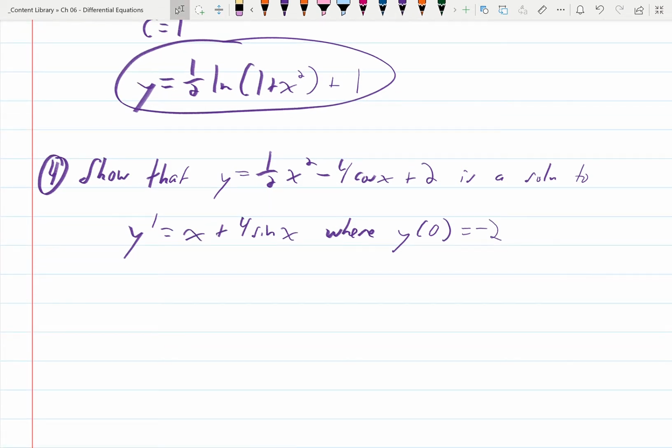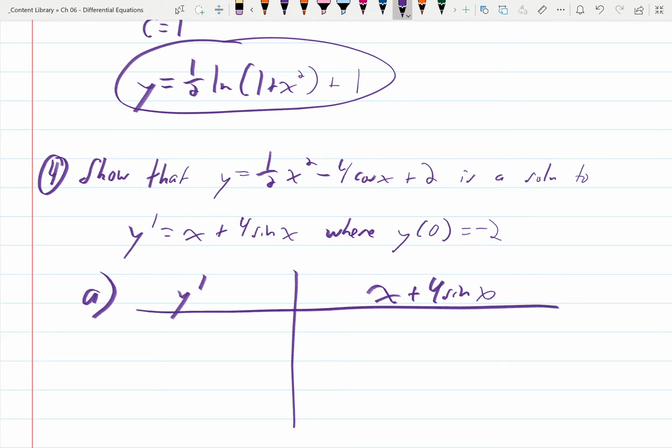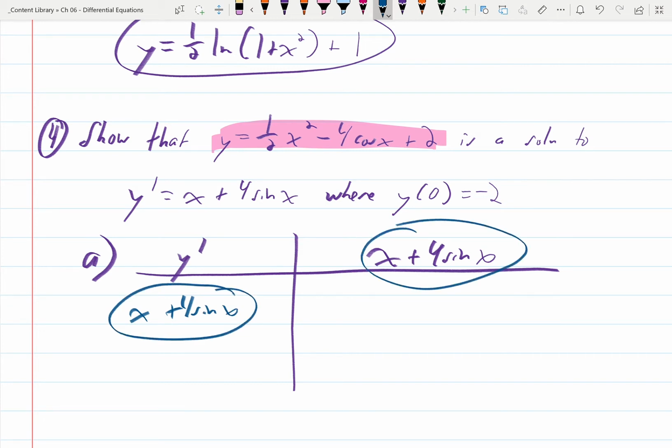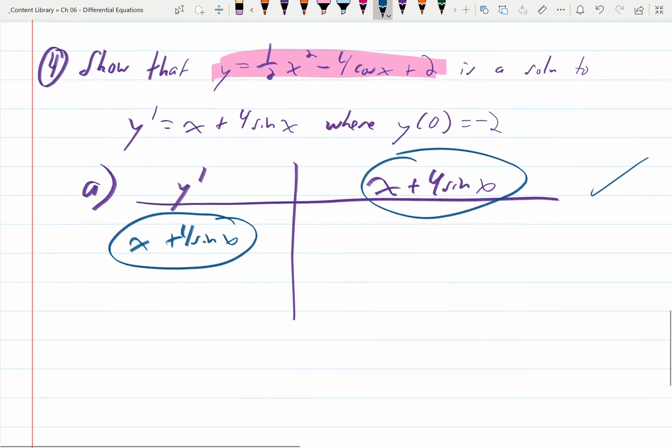The first check, which I'm going to mark as part A, we're going to want to check that y prime and x plus 4 sine x are the same thing. So I'm going to do that as a proof. Y prime, well, we just want to take the derivative of this thing. So the derivative of 1/2 x squared is x, and the derivative of negative 4 cosine x is plus 4 sine x, and that actually matches. So check. Part A is done.